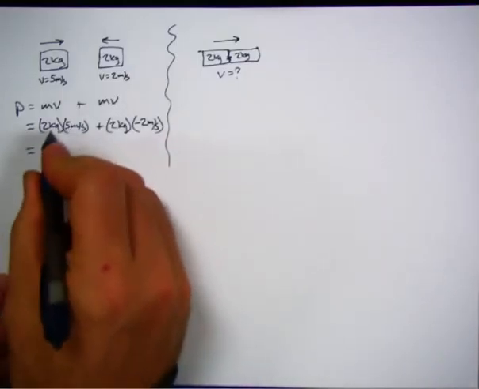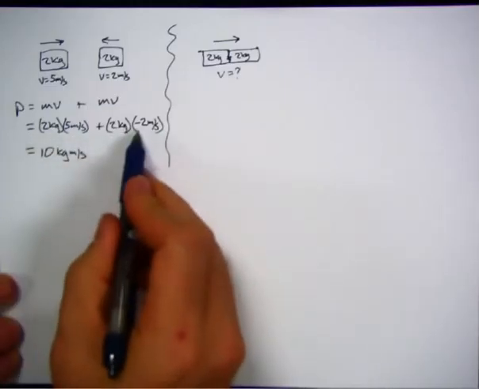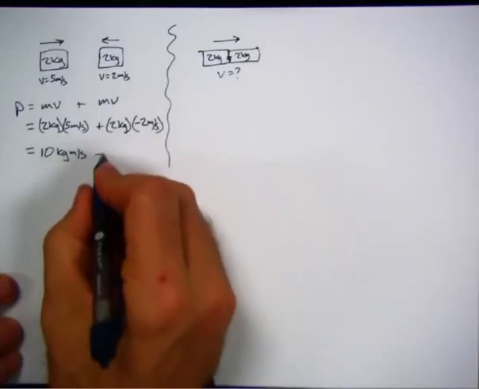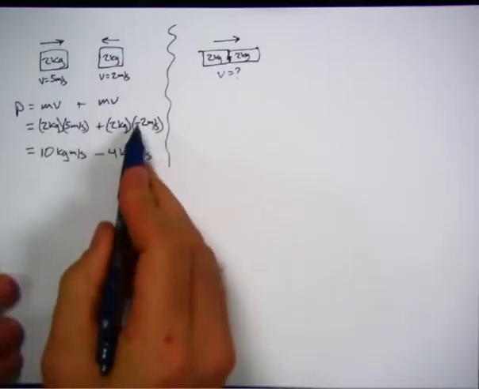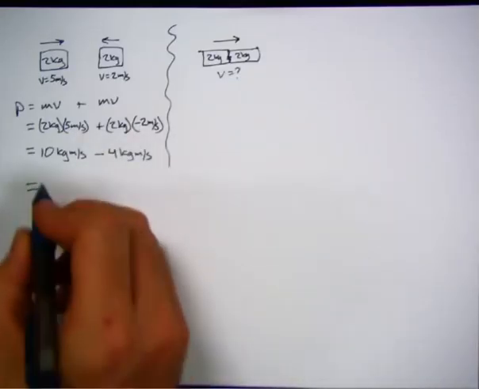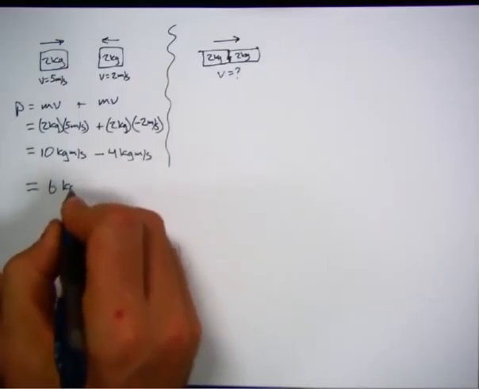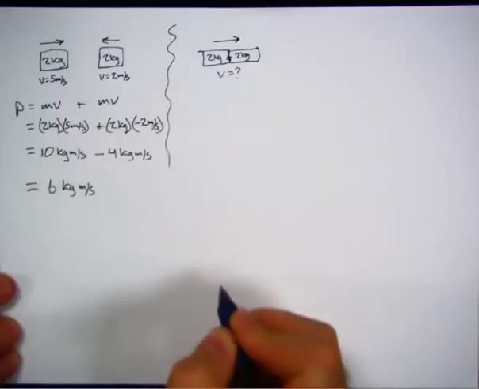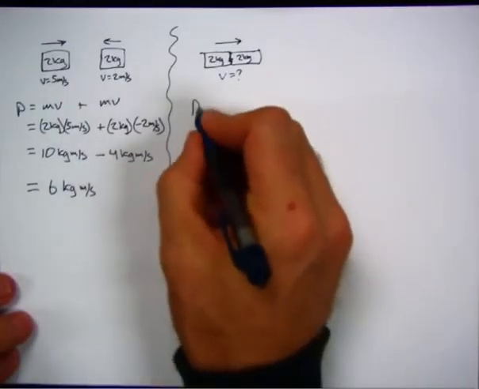So here we end up with 5 times 2 is 10 kilogram meters per second, and here we end up with 2 times 2 is 4, so minus 4 kilogram meters per second because of that negative velocity. So my total momentum before the collision ends up being 10 minus 4 is 6 kilogram meters per second. What about after the collision? So let's go back over here to after the collision and do our same procedure.